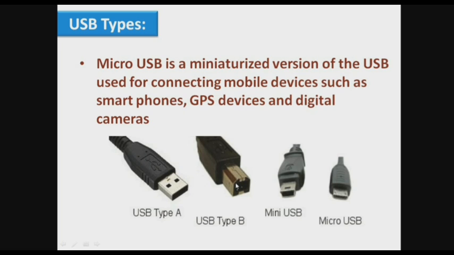And Type B. Type B is also used to connect various devices. It comes in two categories: mini USB and micro USB. Micro USB is a miniature version of USB. It is especially used for mobile devices such as smartphones, GPS devices, and digital cameras. And USB Type B is especially used to connect printer cable, scanner, and other external devices to the computer.